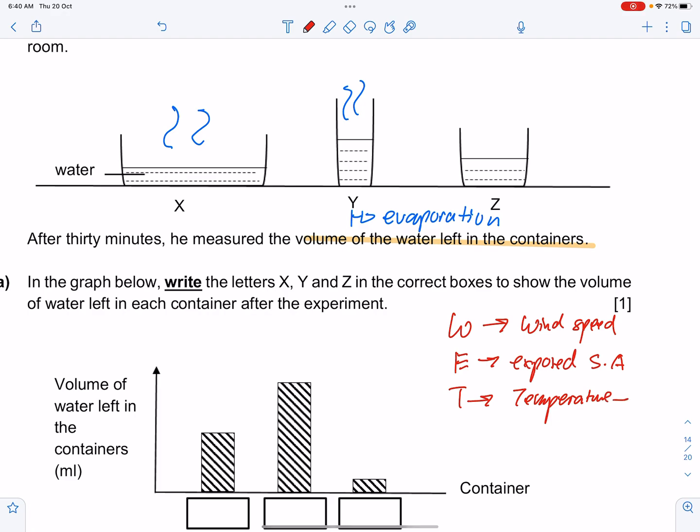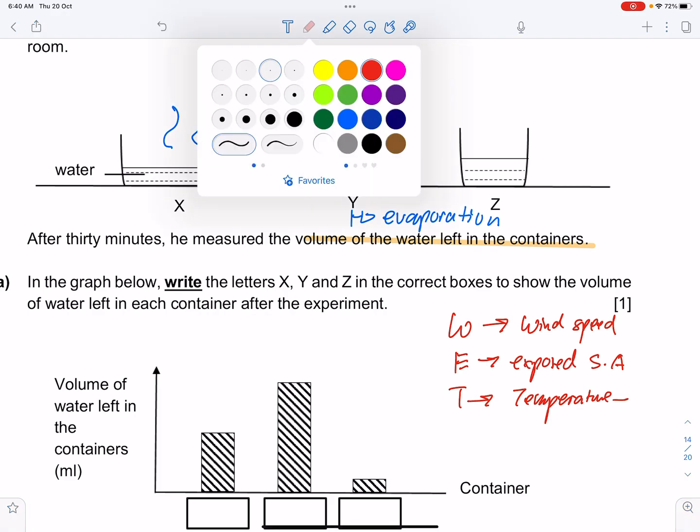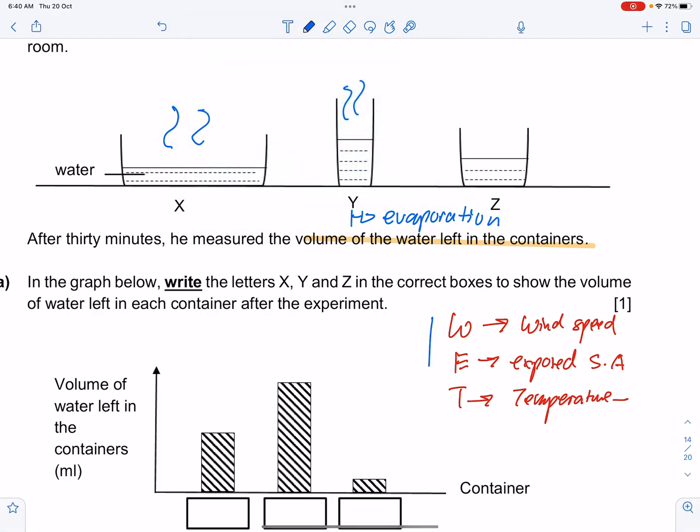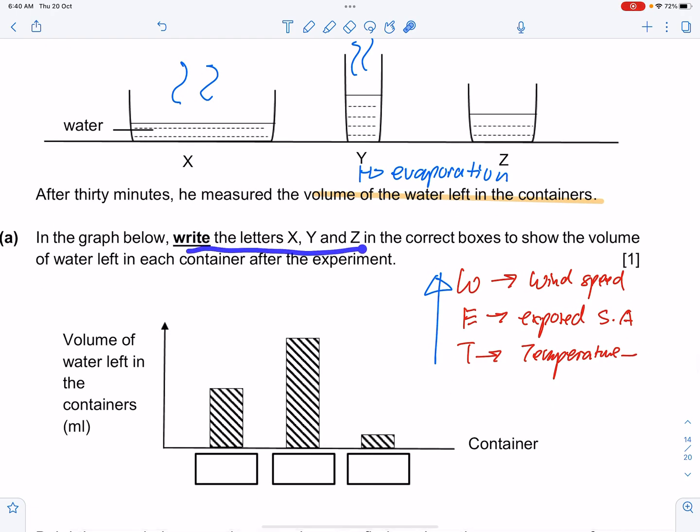Now I know that any one of these, when they increase, my rate of evaporation will also increase. Okay, so with that in mind, I continue to read. In the graph below, write letters X, Y, Z in the correct boxes to show the volume of water left in each container after the experiment.